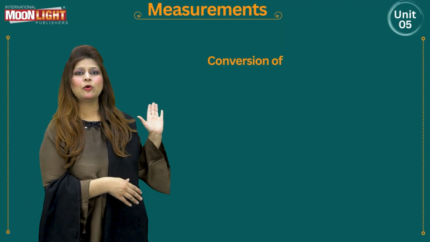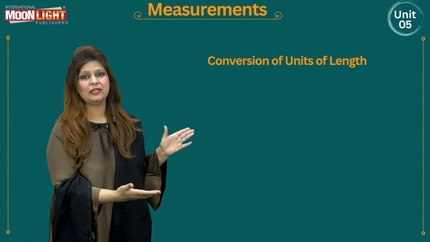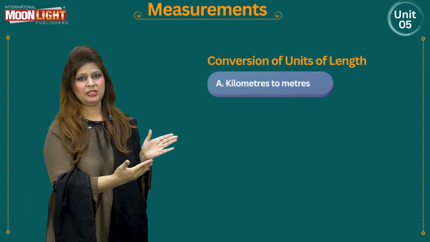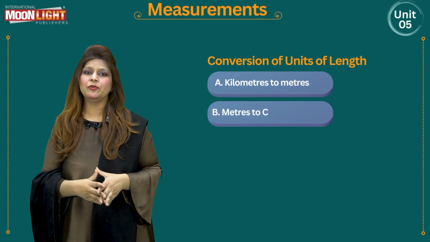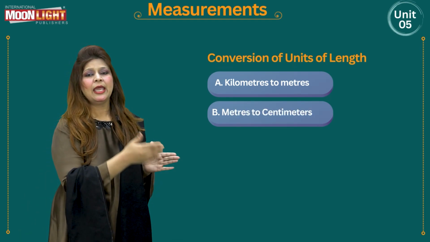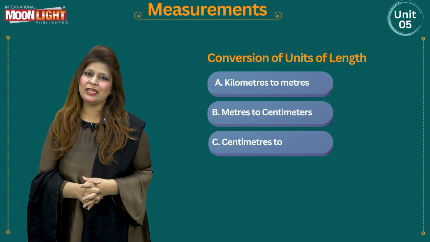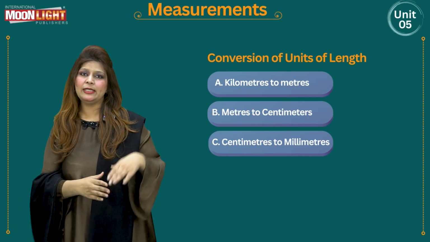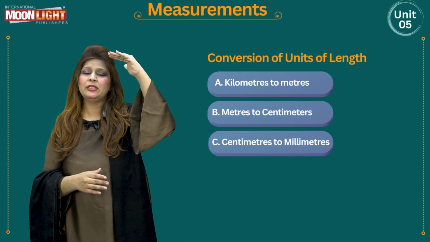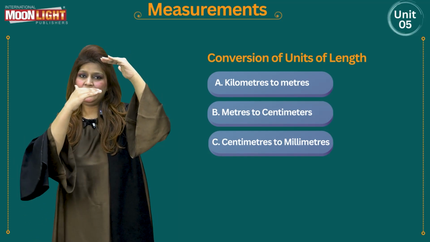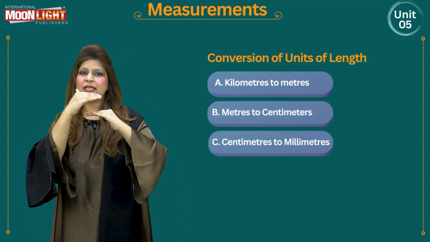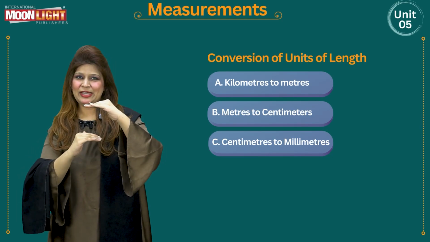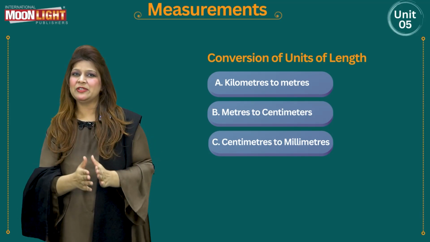So here we go. We are going to do conversion of units of length. We are going to convert kilometers to meters, then meters to centimeters, and finally centimeters to, of course, millimeters. Because I told you earlier that kilometer is the biggest one, then there is meter, then centimeter, and then millimeter, which is the smallest one.